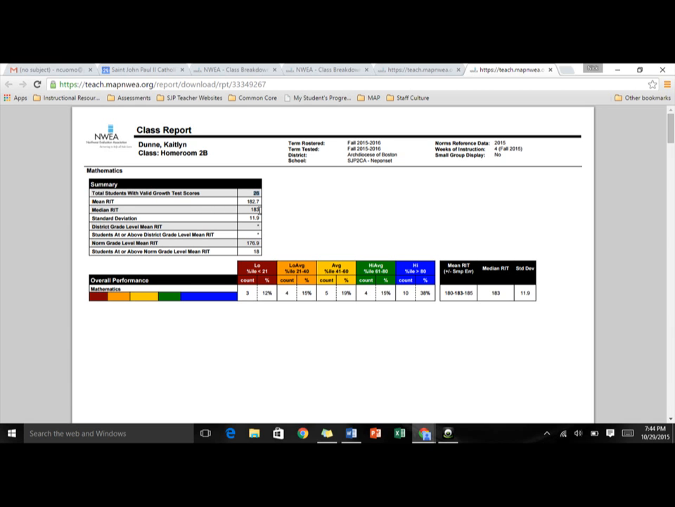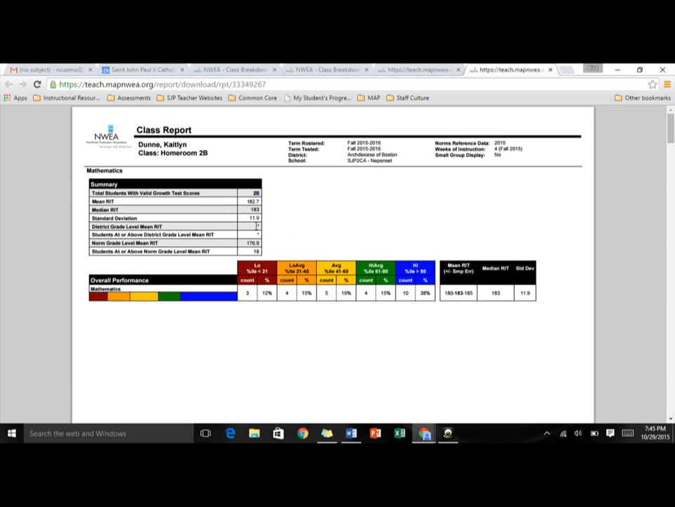Sometimes the median might be a better score to look at because it takes into account any outliers that you might have. You might have a good chunk of the students all near 160, and you might have one or two students that are way higher or way lower, and that might skew the mean depending on how many students you have. Standard deviation, we were talking about, that's how spread out the data is. That's pretty close to 12. 12 is one of those numbers that to me is an indicator that we probably need to differentiate our instruction because the students are academically spread out.